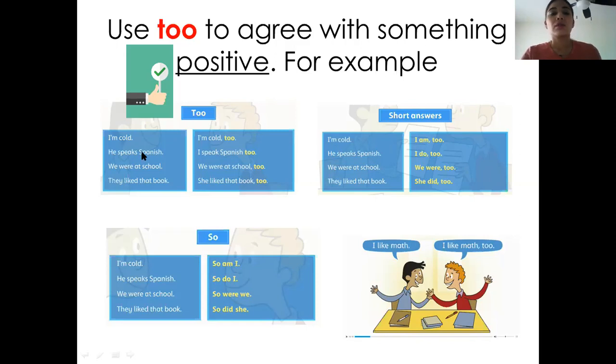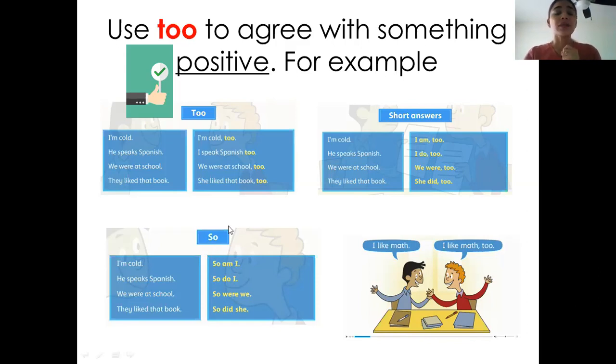We're going to see examples of short answers. We can see here a long answer. For example, "We were at the school. We were at the school too." But we can also use the expression "too" in a short answer with just three words. "We were too." So you just have to use a pronoun, a verb to be in a positive way, and the expression "too." This is a short answer.